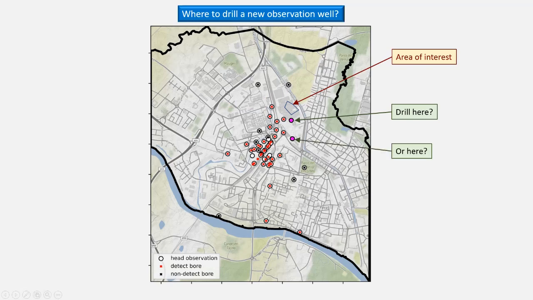If I drill it close, I can get focused information, but only over a small area. If I drill it further away, I can get more spread out information over a larger area. How do I measure the worth of drilling in one place or the other? Well, it's not too difficult.